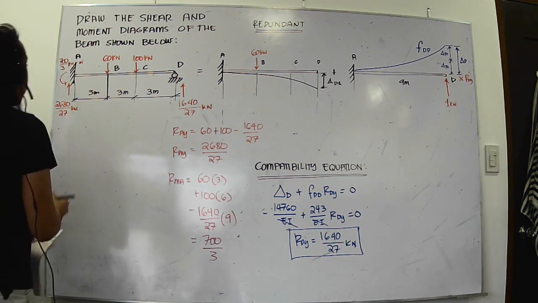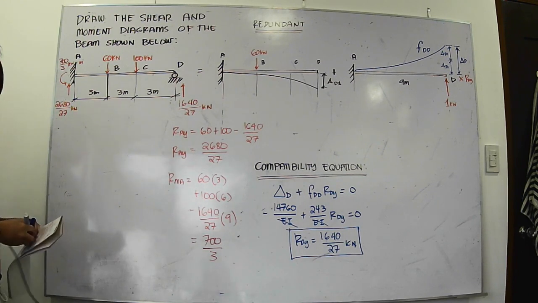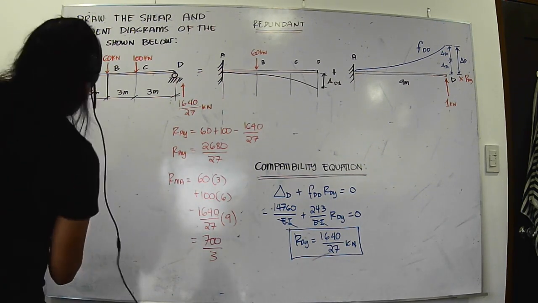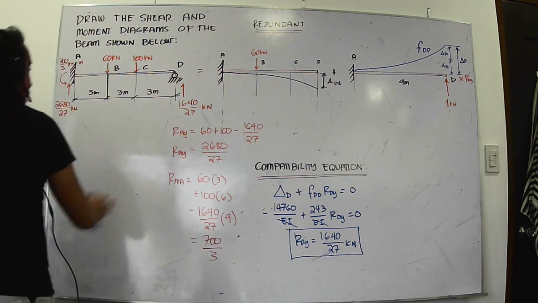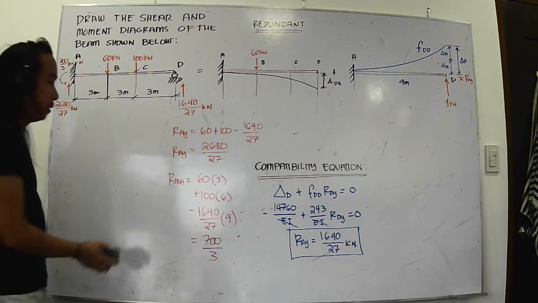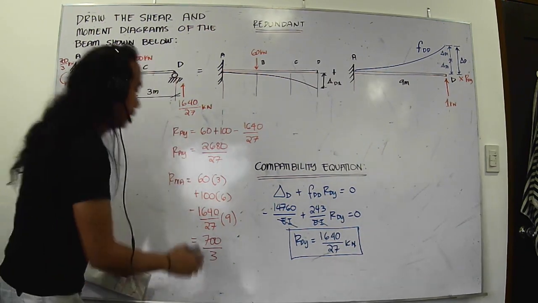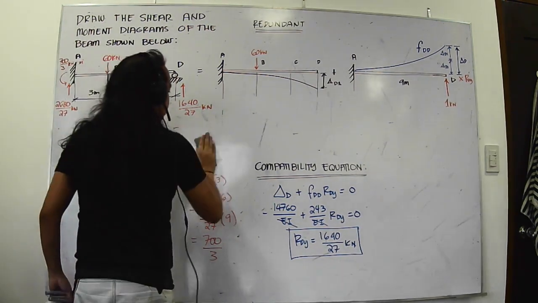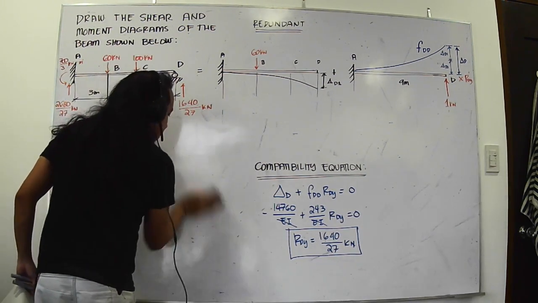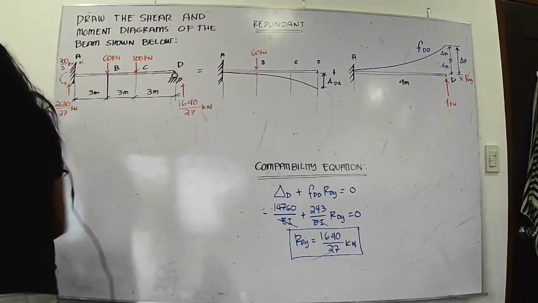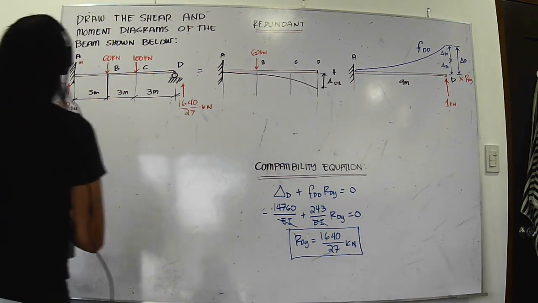Now, you can see the reason why the exams in your mechanics are harsh. All of this should be basic for you. I hope the reactions are clear. So much for the reactions. Now we can solve for the shear diagram.